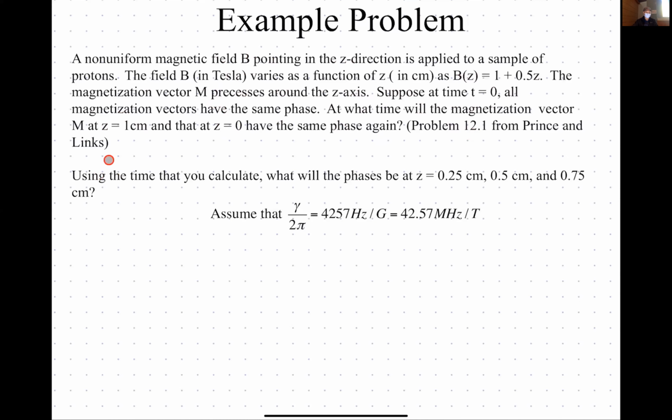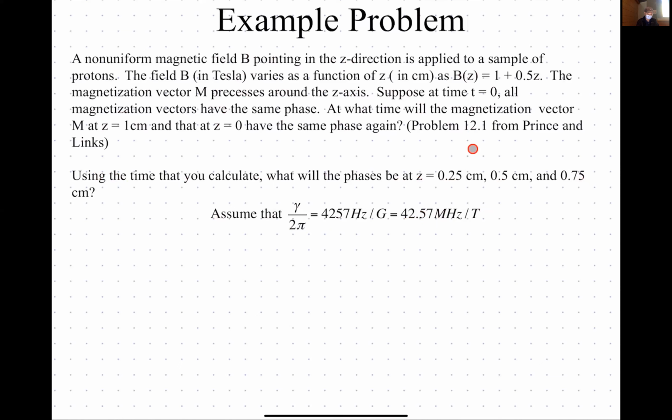And then you can say, using the time that you calculate, what will the phases be at z equals 0.25, 0.5, and 0.75 centimeters? For this problem, you're asked to assume that gamma over 2 pi is 4257 hertz per Gauss, or 42.57 megahertz per Tesla. All right. So let's take a look at this problem.